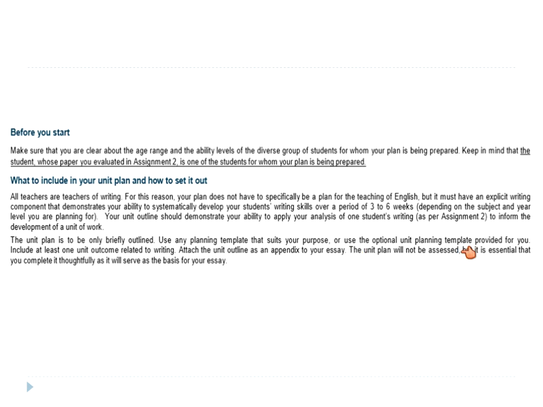Here we go. The unit plan will not be assessed, so don't panic about the unit plan, but do think very carefully about it. That's the whole point of the essay. It is essential that you complete it thoughtfully. This is the unit plan, as it will serve as the basis for your critically reflective essay. So it's an essay, but in it you're going to review, evaluate, and critique that lesson plan.